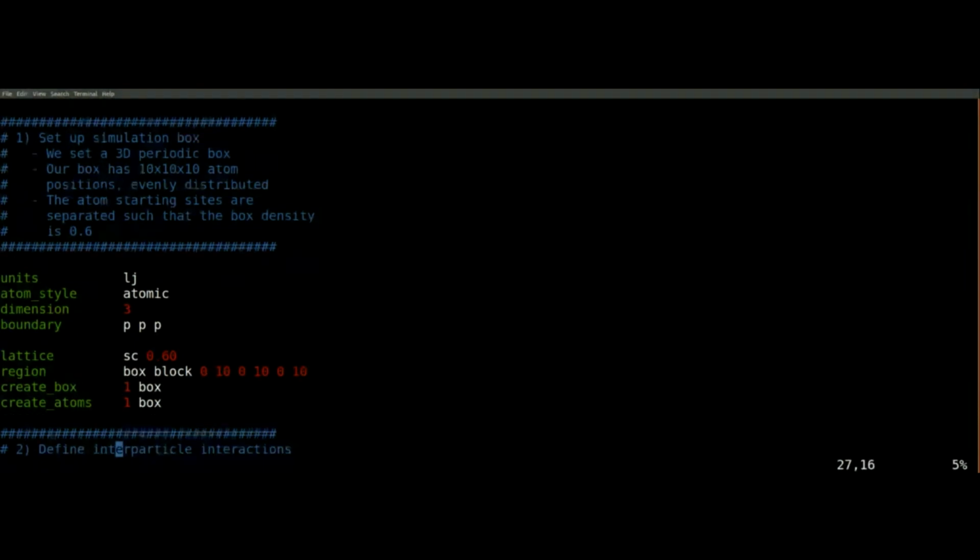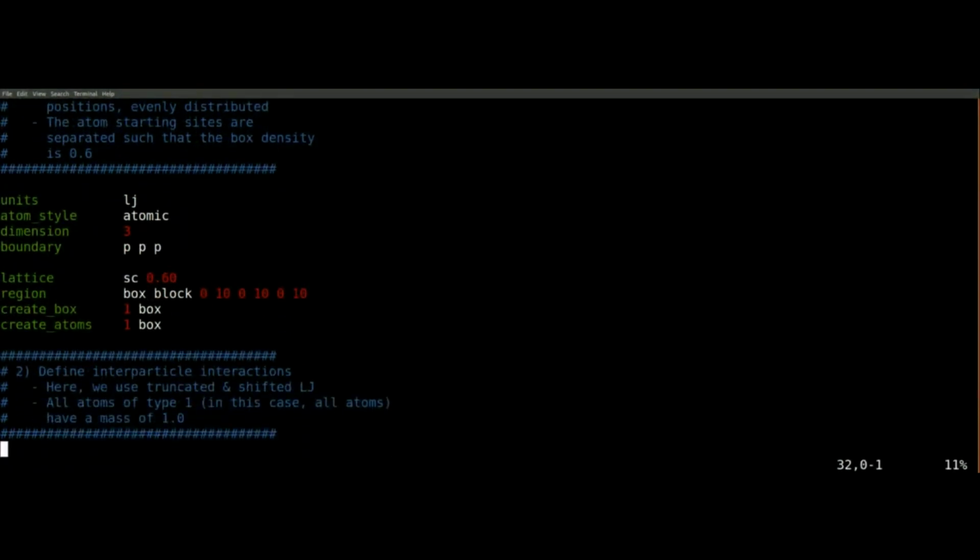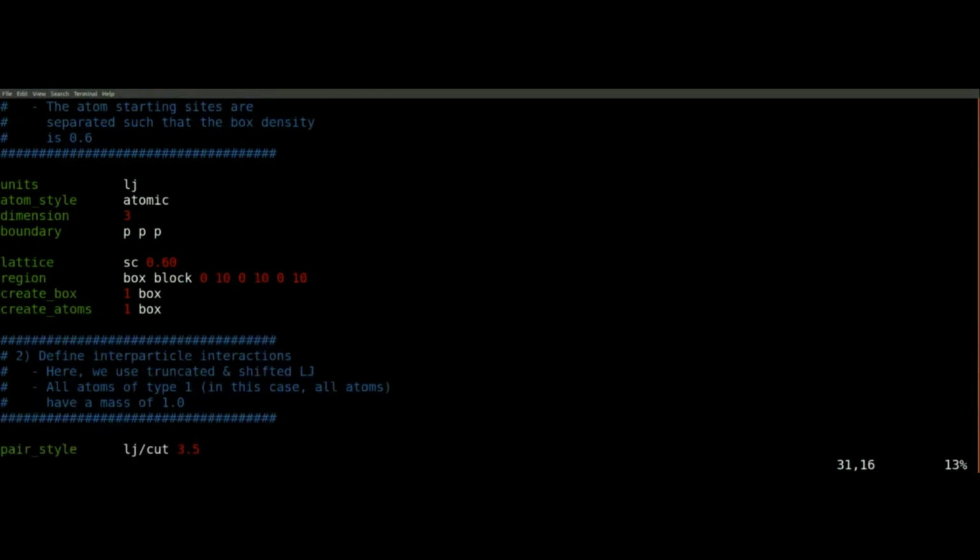So once you've done that, you need to define your interparticle interactions. Here, because we're using a Lennard-Jones fluid, we're going to use truncated and shifted Lennard-Jones interactions. I'll talk through what that means right now.